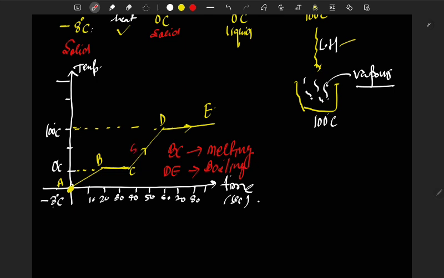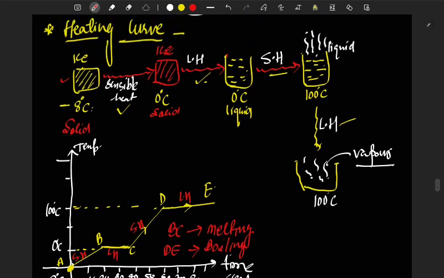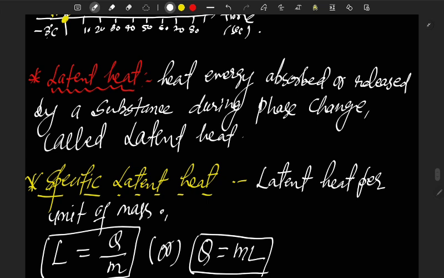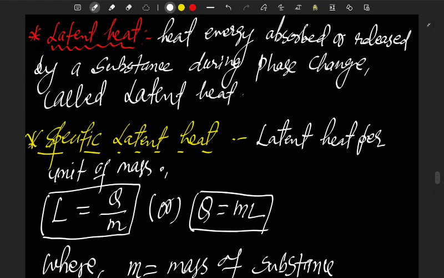Okay, this one is sensible heat, this one is latent heat, this one is also latent heat, and this one is sensible heat. So this is the heating curve of the substance. Now let's discuss latent heat. Earlier I discussed that latent heat is the heat energy absorbed or released by a substance during change of phase. Whenever any substance changes its phase, the heat energy released or absorbed during that change of phase is called latent heat.